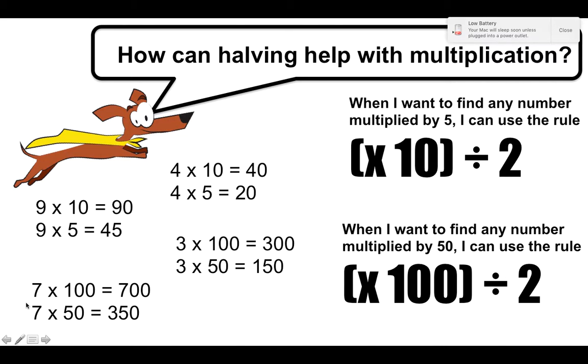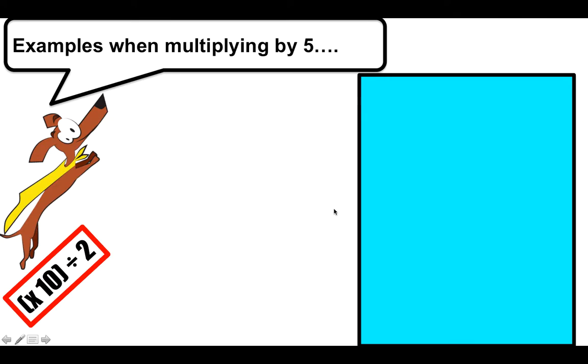Say I want to find the answer to 7 times 50. I do 7 times 100 is 700, and then divide by 2, which brings me to 350. And in this case also, if I want to find 3 times 50, I could do 3 times 100 is 300, divided by 2 is 150. Let's have a look at some specific examples.